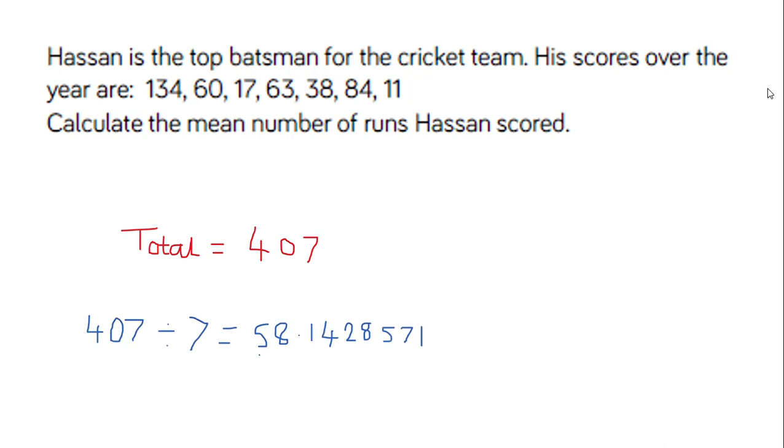I did it on a calculator, but you could have done it in a bus stop method. You might have just got 58 remainder something. Because I did it on the calculator, I got quite a lot of decimal places in my answer. So we need to use this information. If you got 58 and a remainder, you need to look at the question: calculate the mean number of runs. Well, it'd be 58 runs, rounded to the nearest number of runs. I did that by looking at my 10th column. I only had a 1 in the 10th column, so that's going to tell me I'm going to round down. Okay, so 58 runs.